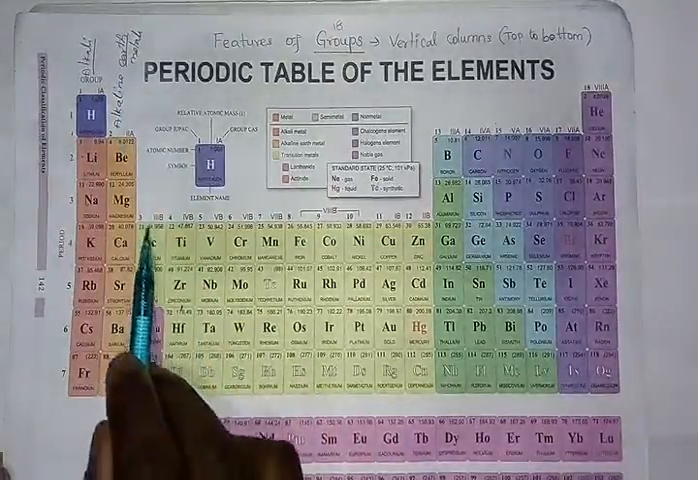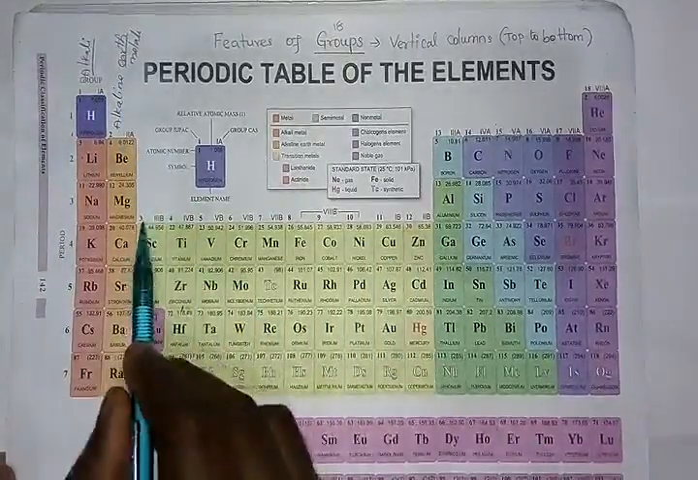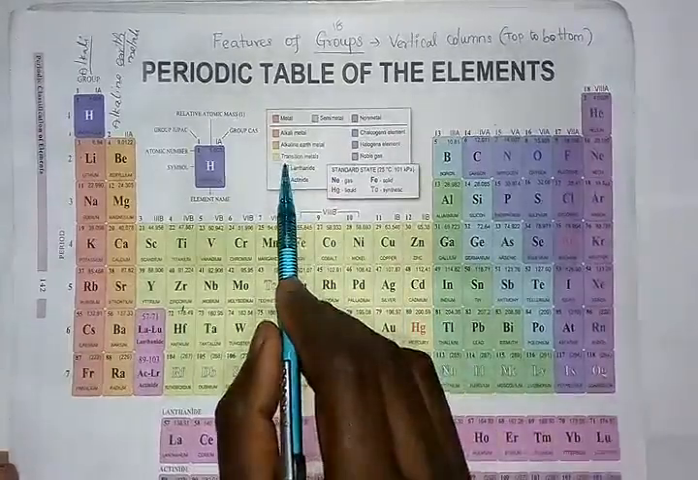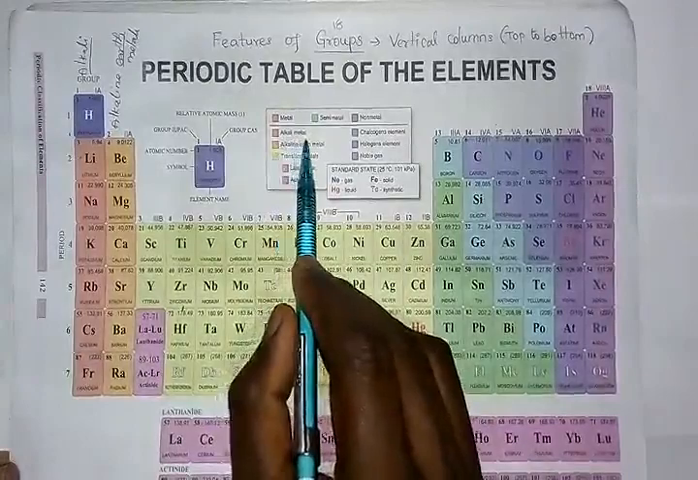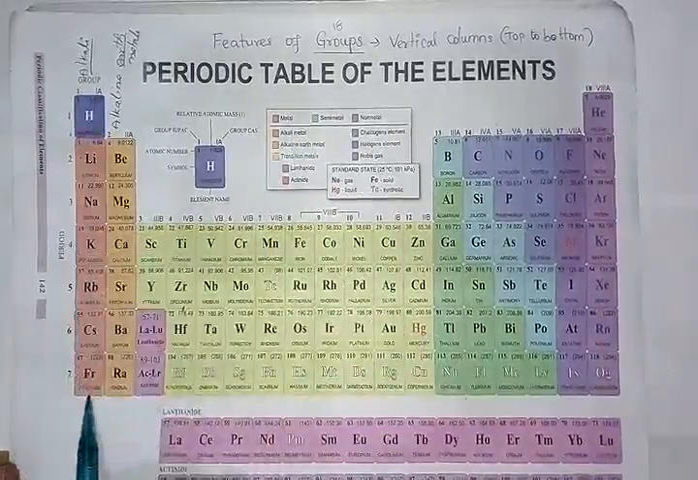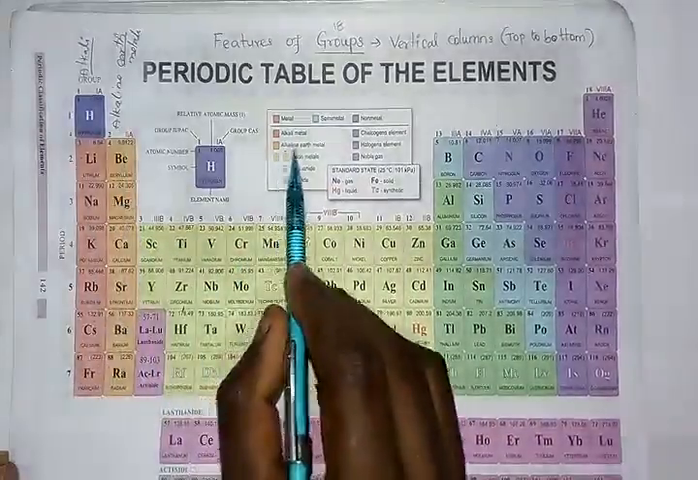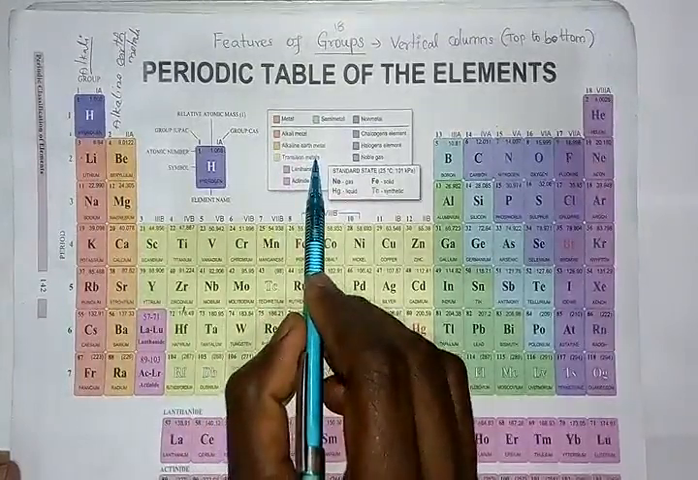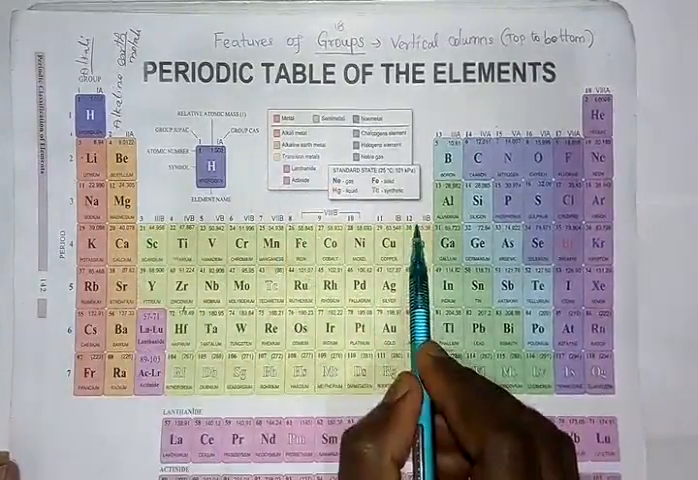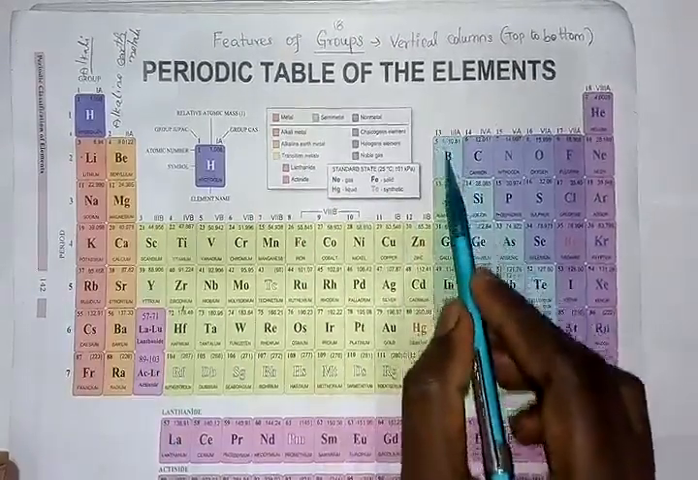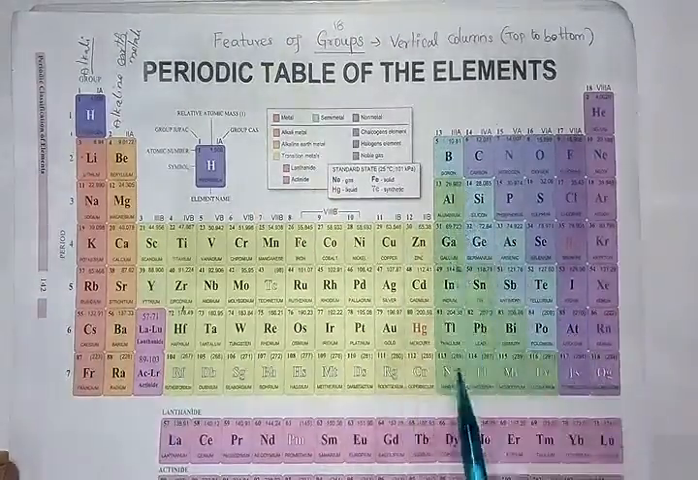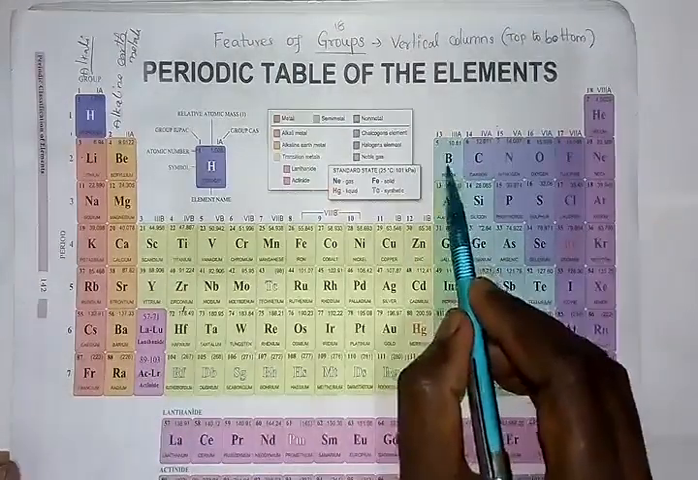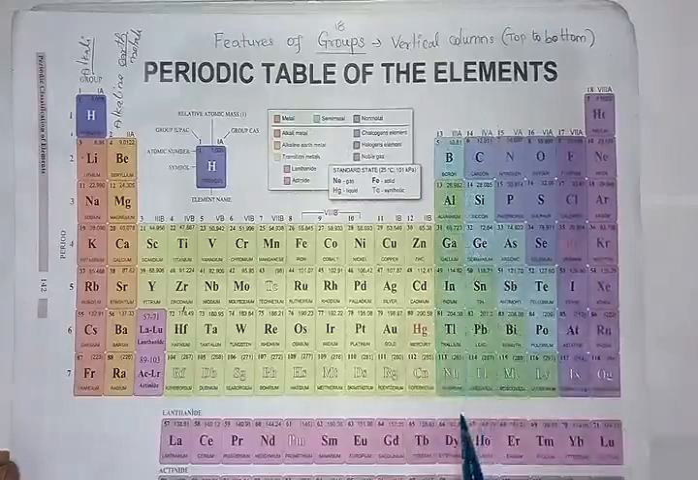And then the next will be groups 3 to 12. This 3 to 12 is called transition metals. You can see here, the first group is called alkali metals, the second group is called alkaline earth metals, the next groups are called transition metals, from 3 to 12. And come to the 13th group. The 13th group is called the boron family. What family is it? Boron family. You can see the first member of the group is boron, so it's called the boron family.